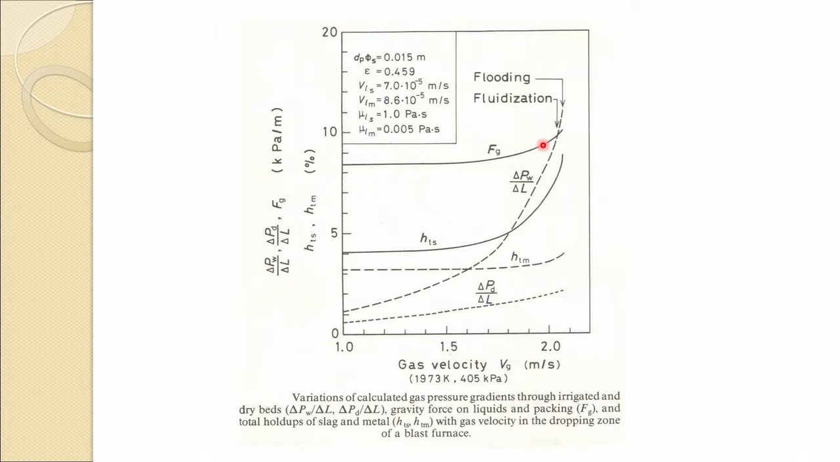And the gravity force on the liquid also increases as the gas velocity is increased, but as the gas velocity increases, the pressure drop in wet condition increases rapidly and crosses the gravity force, which means the liquid will start hanging. And so, with that hanging, when the pressure drop becomes equal to this, fluidization will occur, and further increase of gas rate will go toward the flooding condition.